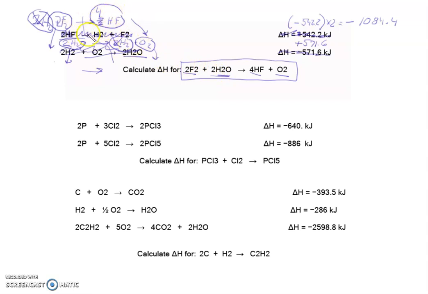So now my equations add up. The things on the left I want on the left, the things on the right are on the right, and I have the correct numbers of them. So now I just simply add these.